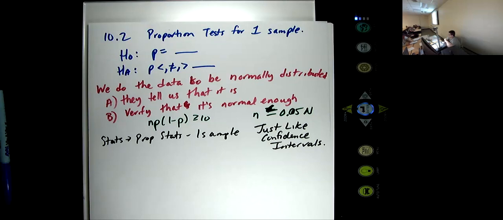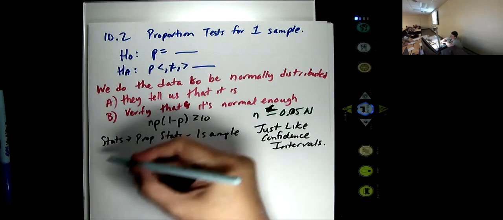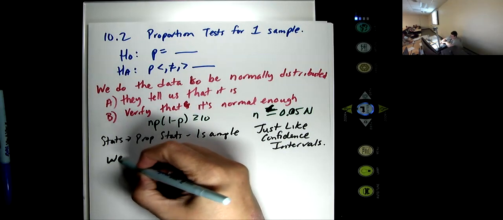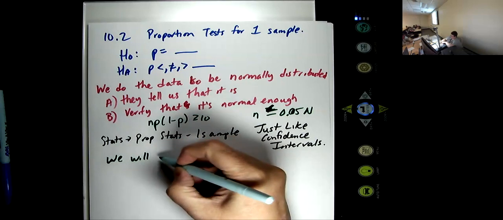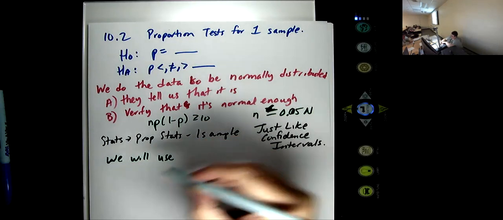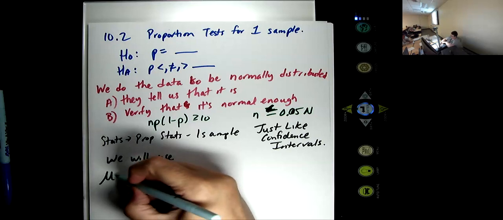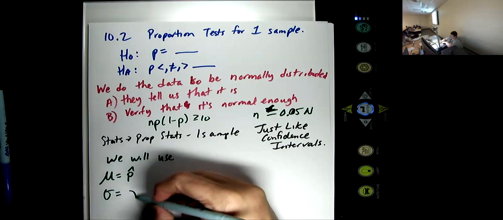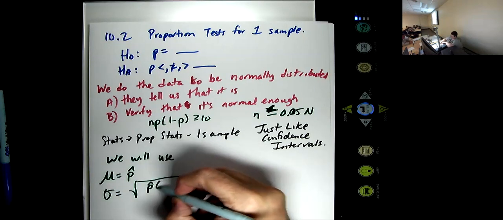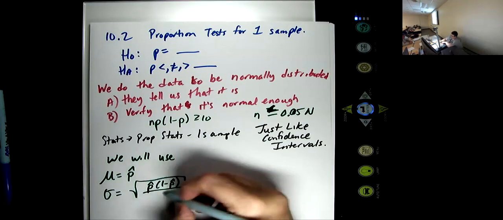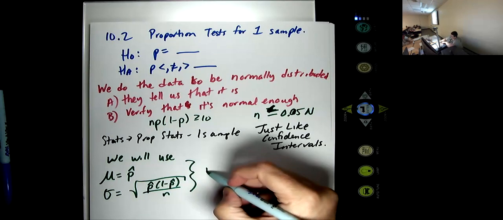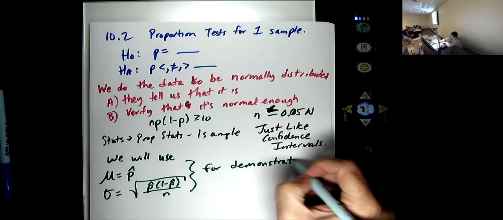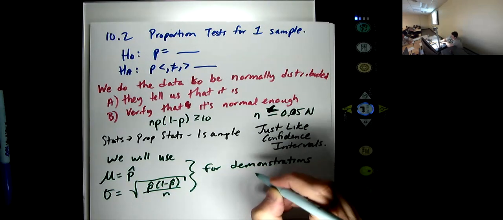You don't need it for the thing, but we will use mu equals p hat and sigma equals square root of p hat times 1 minus p hat over n for demonstration purposes only. You do not need to do this for most of the assignments.